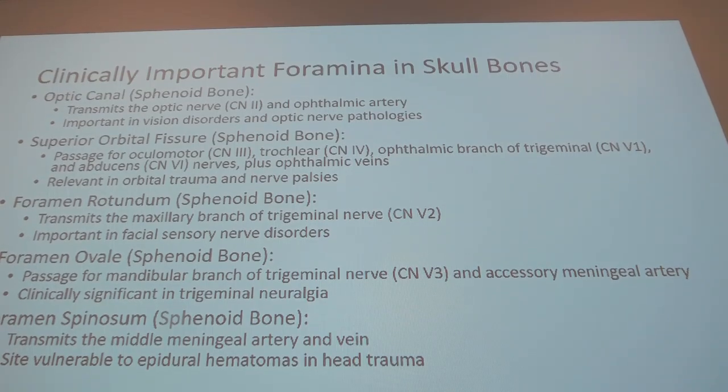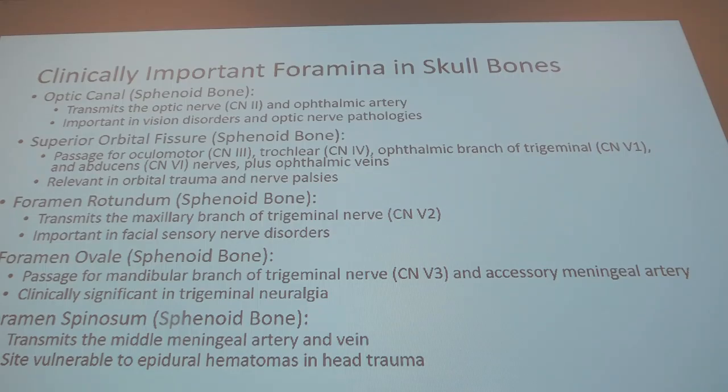So now we're going to review some clinical points from the entire chapter. Important foramina in the skull bones: the optic canal from the sphenoid bone allows the passage of cranial nerve number 2, which is the optic nerve, and also the ophthalmic artery. These foramina are important in vision disorders and optic nerve pathologies.